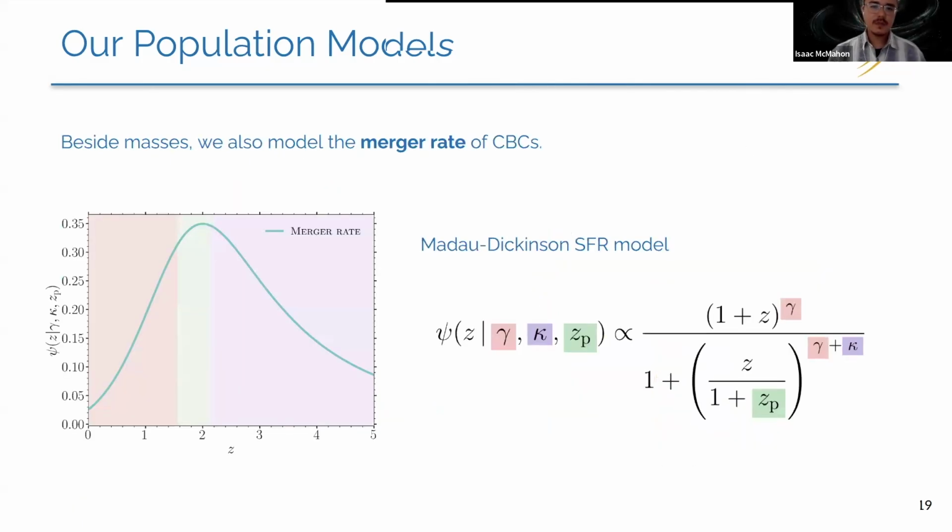We also account for the merger rate of our compact binaries. The merger rate model that we use is the Madau-Dickinson star formation rate model. So this one is also a parametric model that has 3 parameters that control the slopes and the zero-point redshift, or the peak redshift, of the merger rate model. And so this is another set of parameters that goes into our inference that is also jointly inferred with the population parameter models and the cosmological parameters.